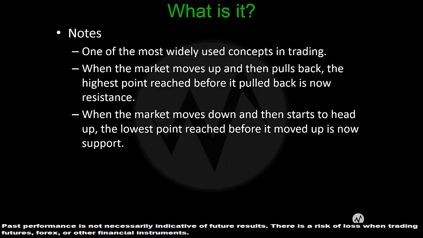Whenever the market moves up and then it has that pullback, the highest point that it reached before it pulled back is going to be your resistance level now. And then on the flip side, when the market moves down, then it starts to head back up a little bit, the lowest point that it reached before it moved up is now the area of support.